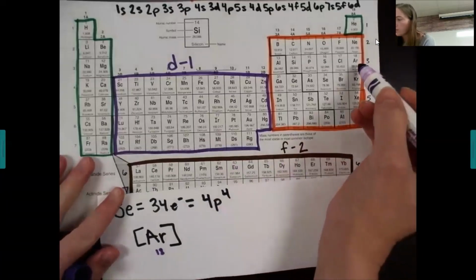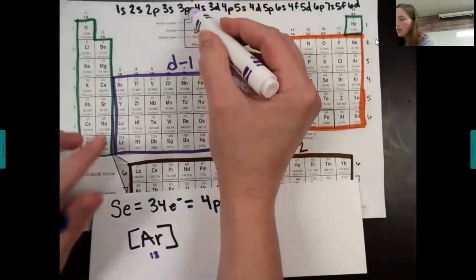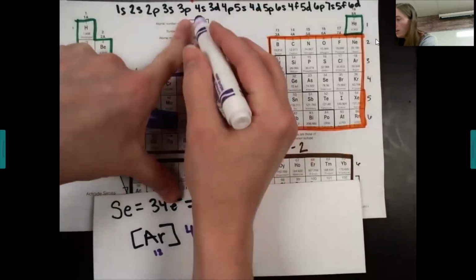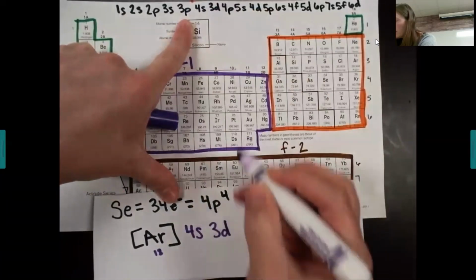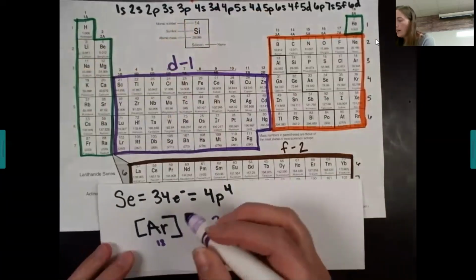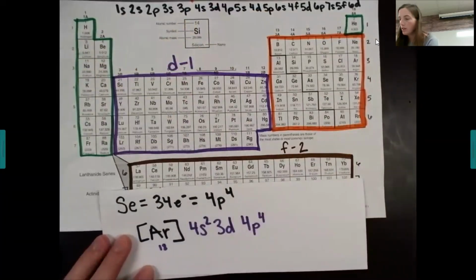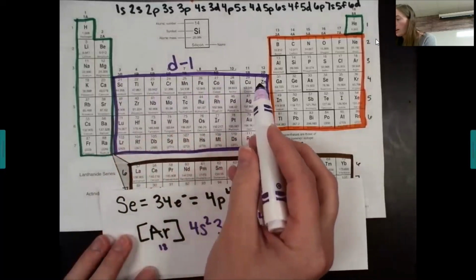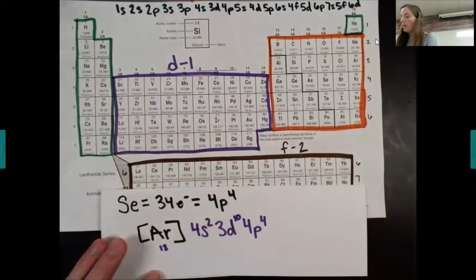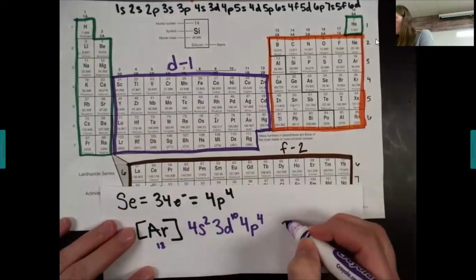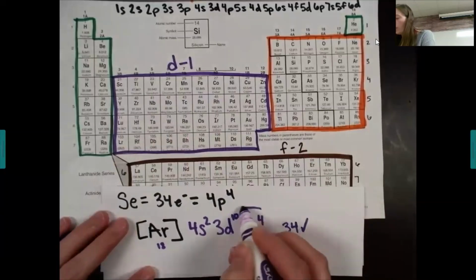Okay, and argon is 3p6, so if I start after 3p, then we hit 4s, 3d, and then we hit the 4p's, and we know it's 4p4. s's hold 2 electrons, and d's hold 1, 2, 3, 4, 5, 6, 7, 8, 9, 10. Okay, and d's hold 10. So 18 plus 2 is 20, plus 10 is 30, plus 4 is 34. And that's how we know we did this one right.